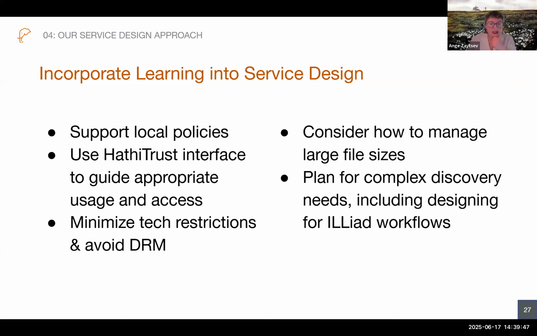We also learned from those conversations that libraries have different documentation practices around copyright decision-making. And where possible, where it matters for us, we need to use signals or add language to the interface to guide appropriate usage and access of this service, rather than relying on local documentation. And then because of variances in practice, it was also important to us to minimize technological restrictions such as DRM or digital rights management. In our early conversations, we heard that there was very little familiarity with DRM, and rather than impose this restriction that would make this service much harder to use, we are not implementing DRM for this service.